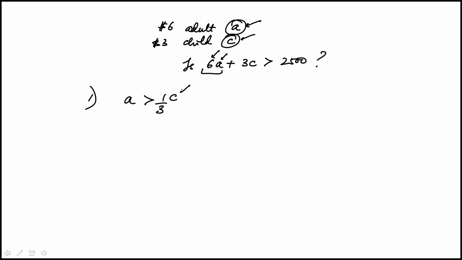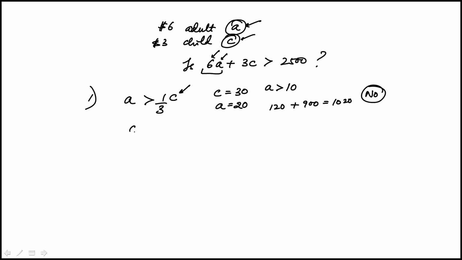Now here we have no idea about the numbers. For example, C could be 30, and then A just needs to be greater than 10. I'm using specific examples. So A could be 20. If I plug that in, our revenue is 120 plus 900, which is 1020. That would be a no.